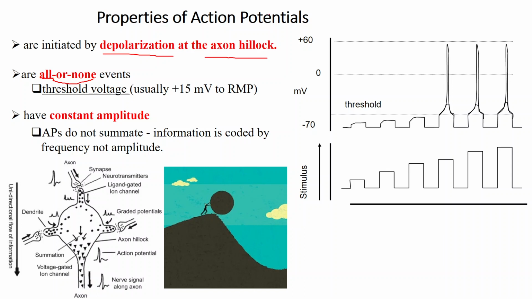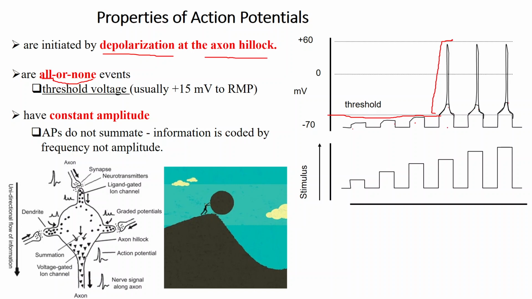So if the membrane at the axon hillock reaches the threshold, okay, so you can see here, this is the graded potential. If it reaches the threshold, then there will be the generation of an action potential, regardless of how big the stimulus is, okay? The amplitude, the size of the action potential, is always the same. It doesn't change. It doesn't get bigger or smaller. It's always the same size, the same amplitude.